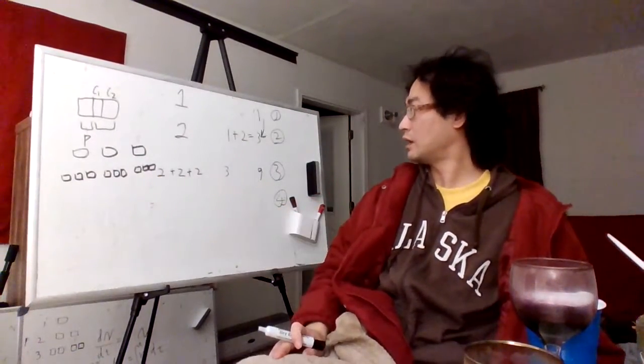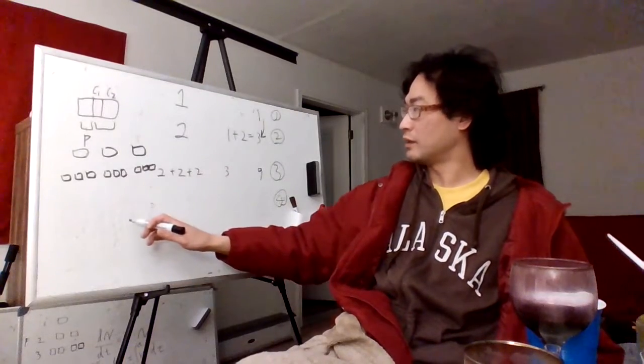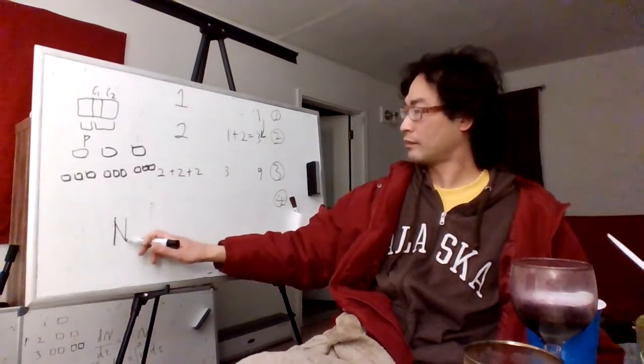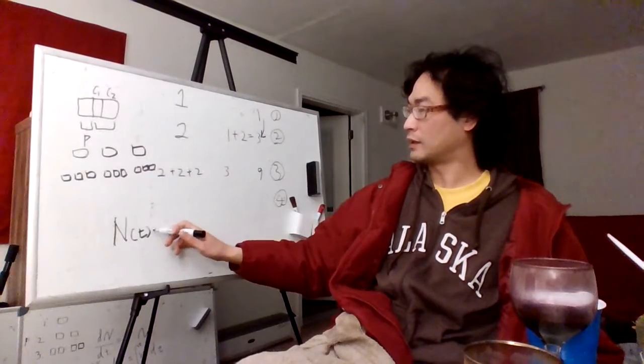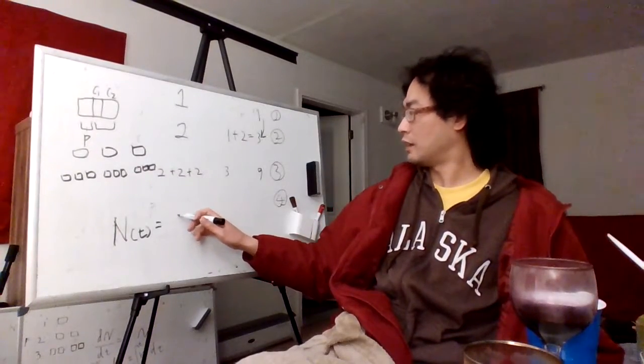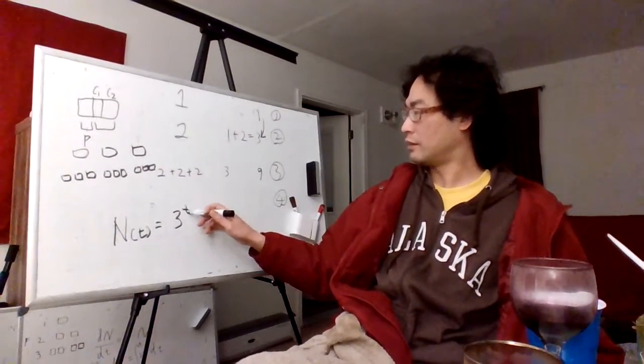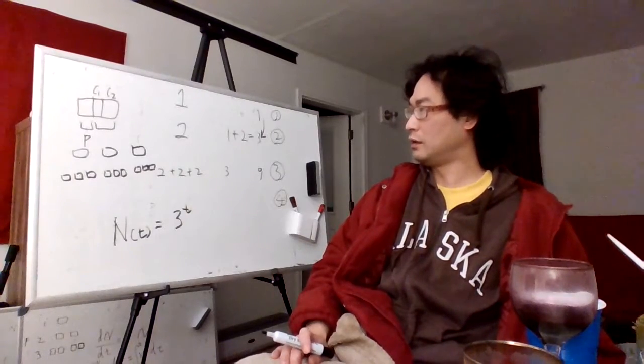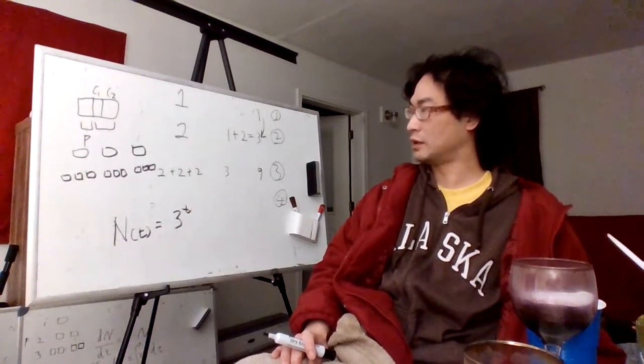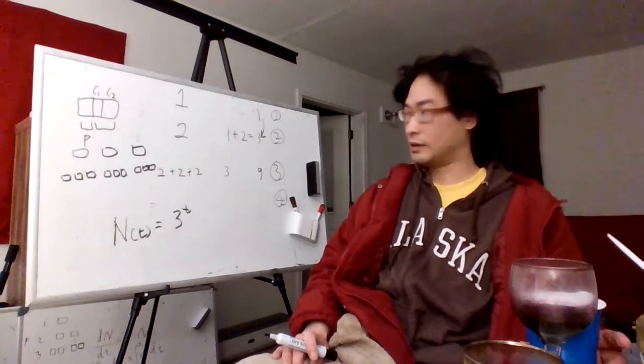So yeah, in nth generation, the number of bacteria becomes three to the n, because of triple fission.